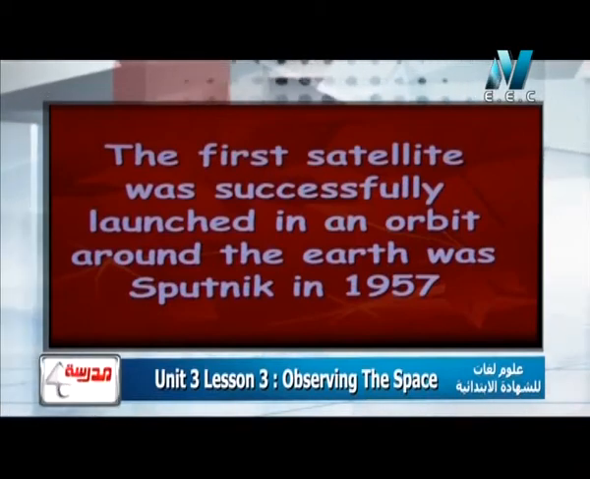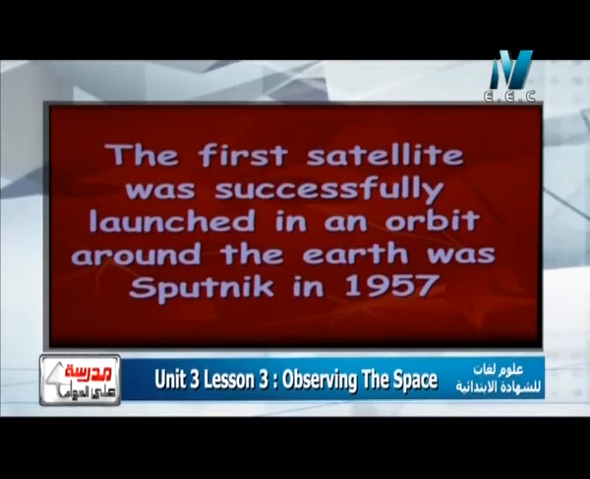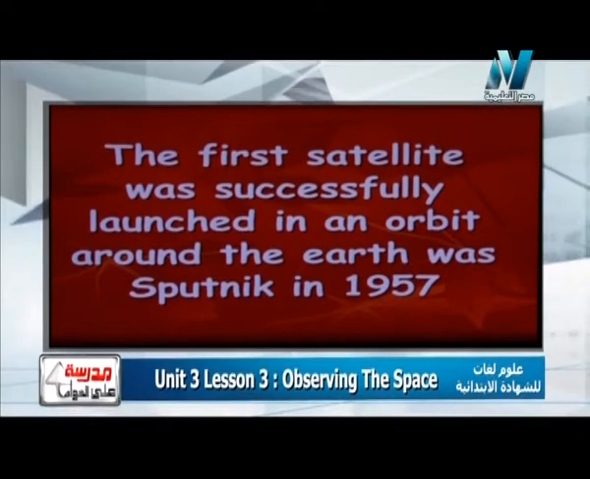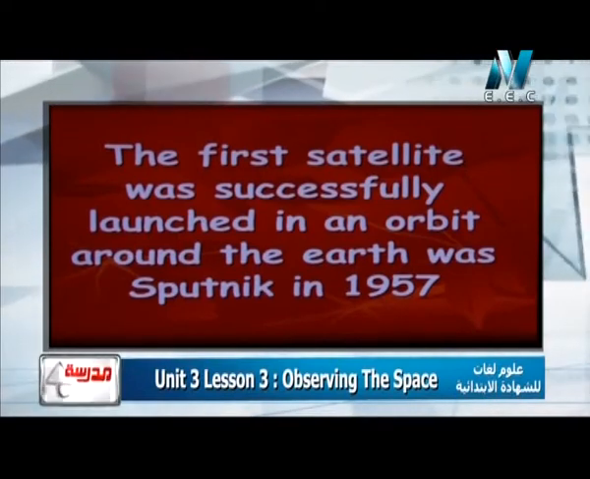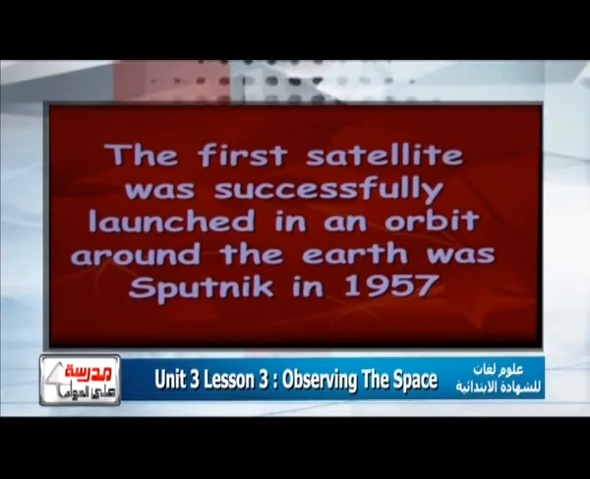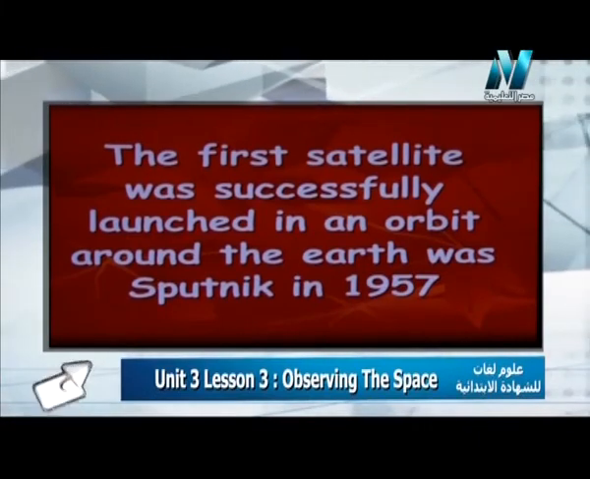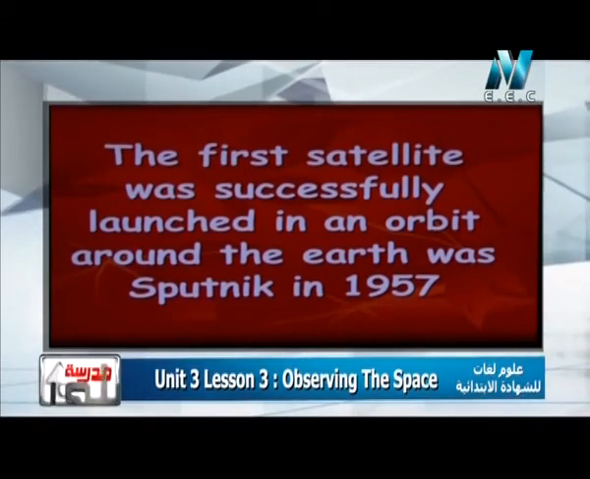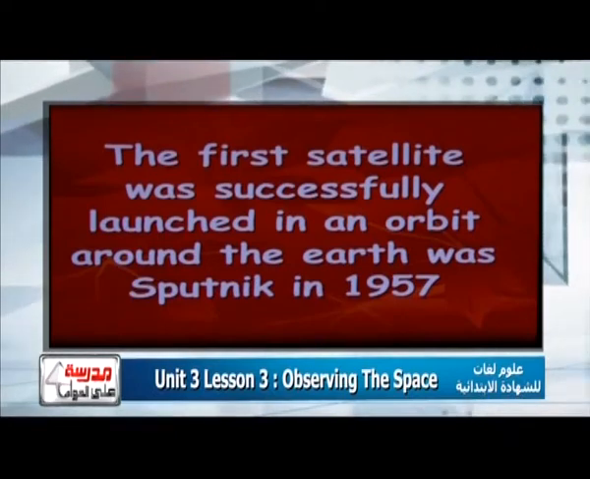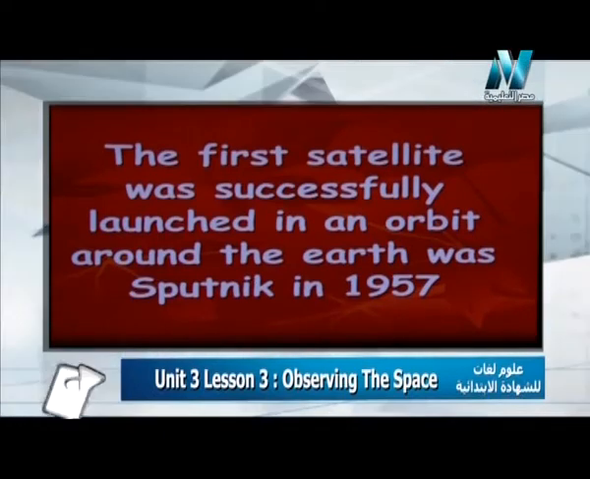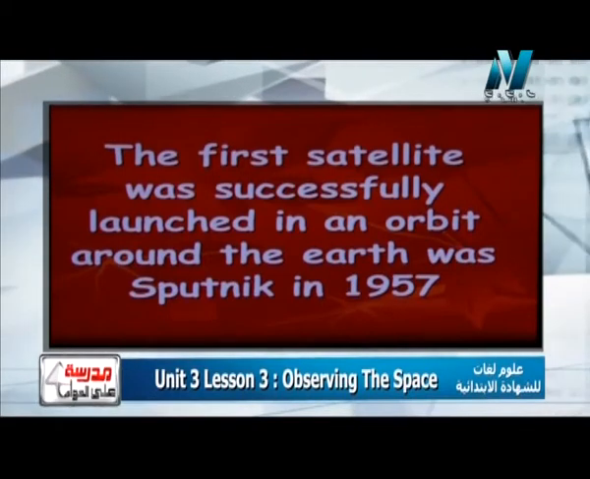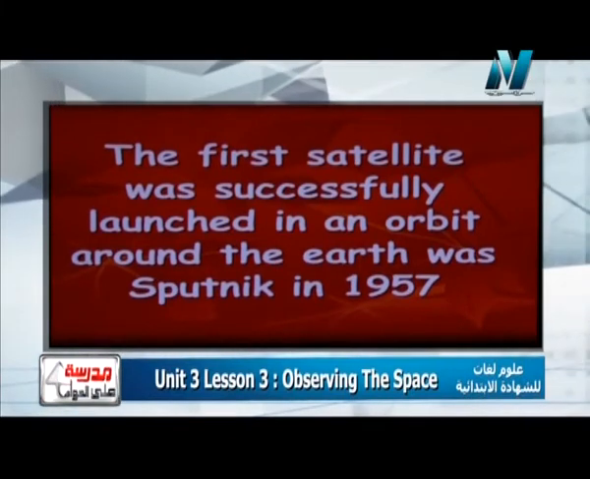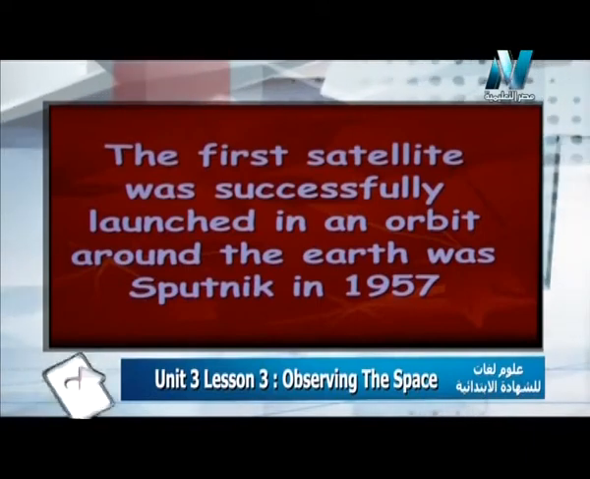Okay, so the first satellite successfully launched in an orbit around the Earth was Sputnik in 1957. أول satellite نجح إطلاقه للفضاء فعلا كان سنة 1957 وكان اسمه القمر الصناعي سبوتنيك 1. طبعا بعد كده في أقمار صناعية كتير قوي منها نايل سات وعرب سات and so on. We have many satellites in the sky today. But the first satellite launched to space was Sputnik in 1957.